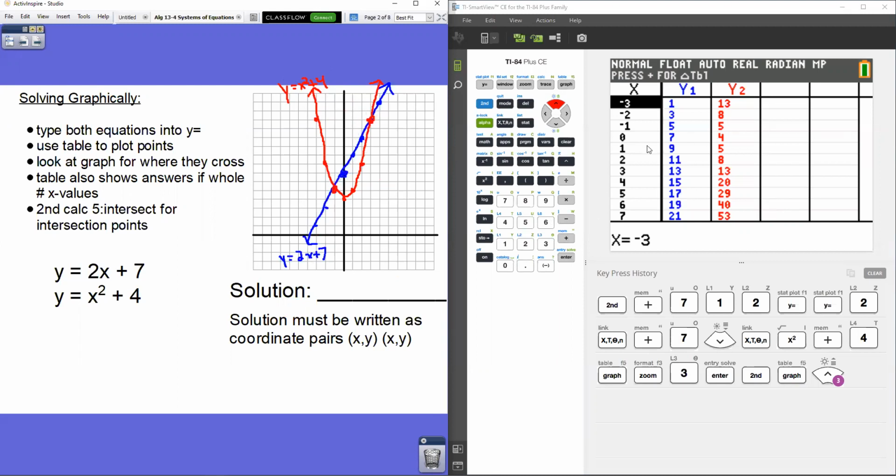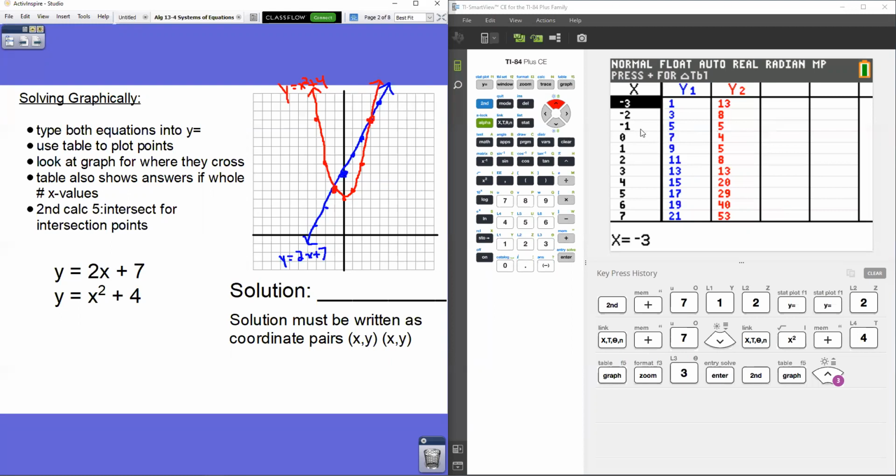Now, one of the sort of cheater ways that you could see where they cross is if you look at the table. Notice that this 5 and this 5 are exactly the same right here. That tells you that that's the same exact point. The other place where they're the same is the 13 and 13. So one of the ways that you could tell the intersection point is by looking at the table. And if you do them at the same time, like I did, those numbers will be the same.